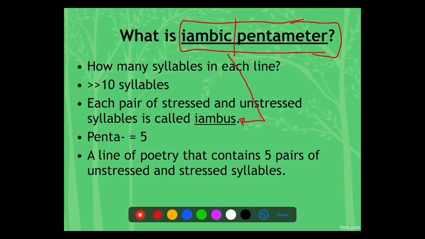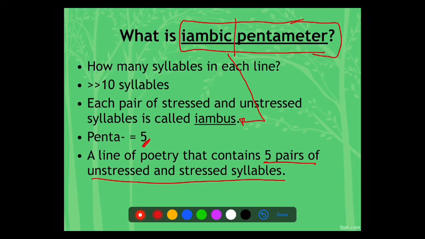So, pentameter. How many pairs do you need? If one pair is called an iambus, the clue is in the word penta. Penta means five, so you need five pairs of unstressed and stressed syllables to be called iambic pentameter.